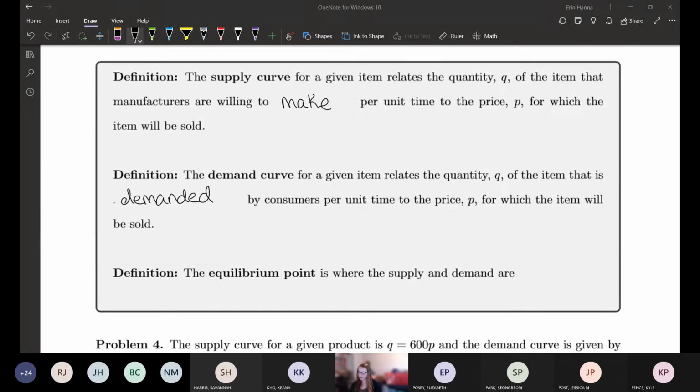And then the equilibrium point is where supply and demand are equal. It's very similar to the break-even point, where you're setting two equations equal to each other. Break-even point, you have cost equals revenue. Equilibrium point, you have supply and demand. Also note that this is another point, so it's made up of a price and quantity again.